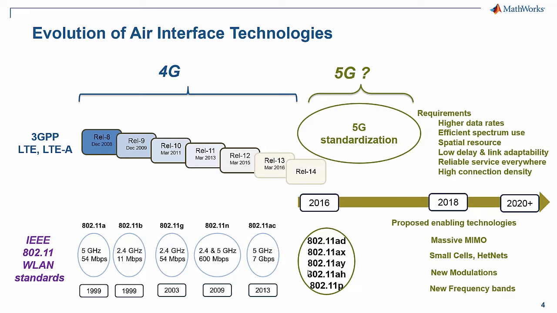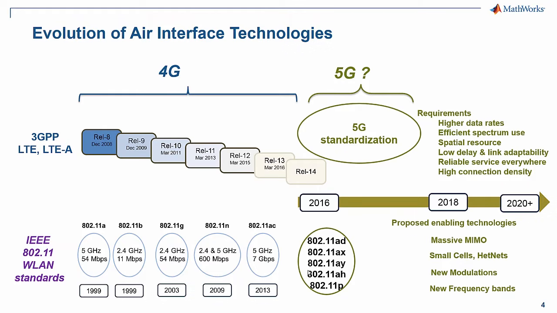And with these advancements in the communication technology, which is continuing, there are lots of new things being proposed. Things like massive MIMO, HetNets, small cells, new modulation techniques. And the only reason for those is to enable the user with high data rates, to ensure that there is reliable service everywhere, to see that there is high connection density and efficient use of spectrum. So that's how the air interface technology has evolved or is continuing to evolve.